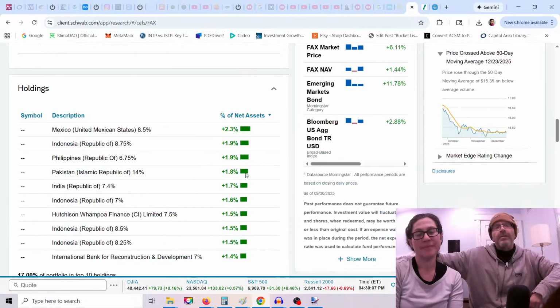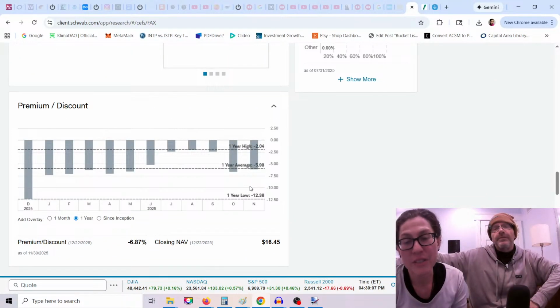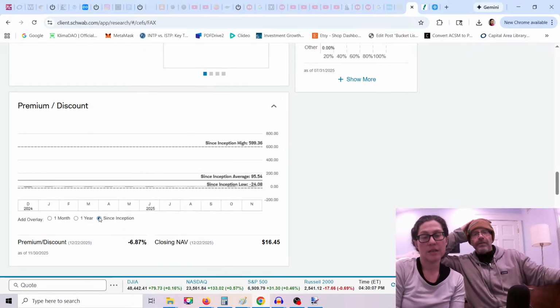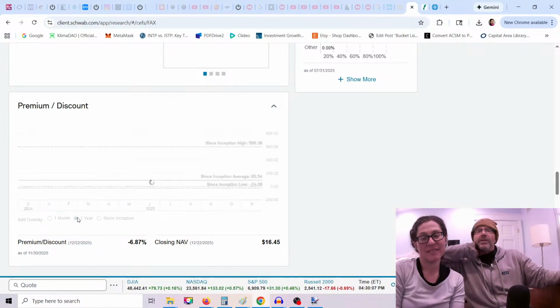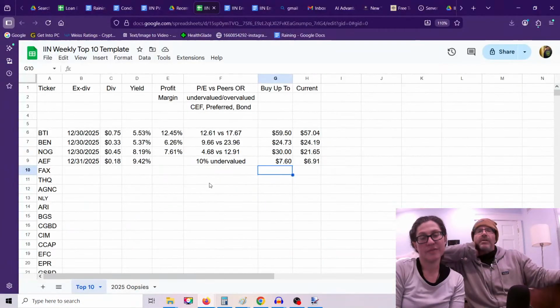Go all the way to the bottom. You want to do this first? Yeah. All right. So the average is negative 5.98. That's for the 1 year. Now you always want to check the inception, because that is 95.54. Yeah, that's not accurate. So 5.99. 16.45 is, so it is 5% undervalued. Okay. So go back to your chart where you had the 10% on the one above it. You put 5% there.